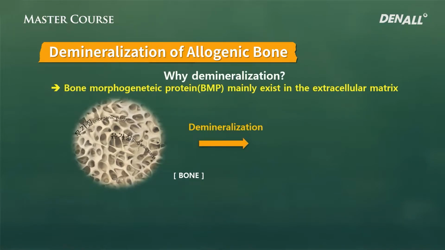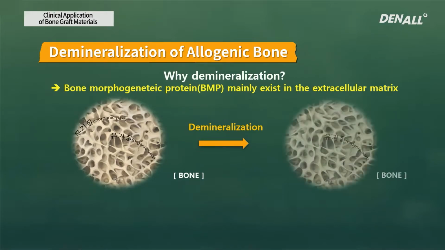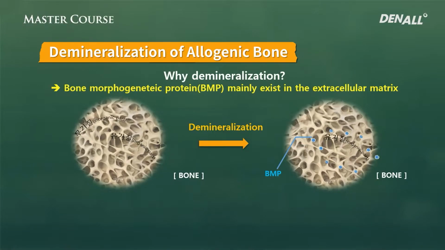Where are they? BMP mainly exists in the extracellular matrix. It is in the organic matrix of protein. So, after demineralization of allogenic material, protein would be exposed, and BMP, the bone morphogenic protein, is released a lot. That is the purpose of using it.